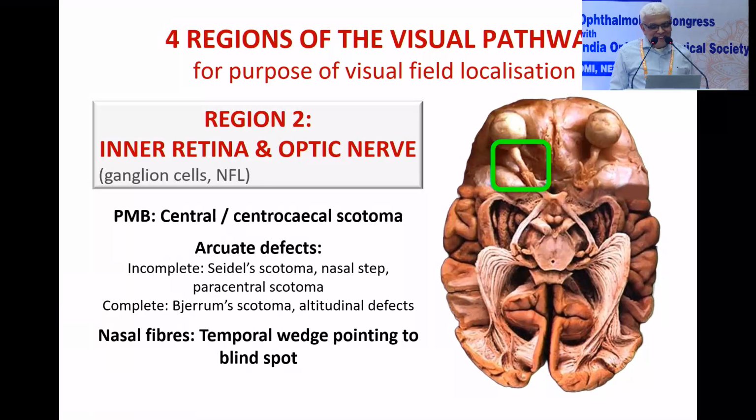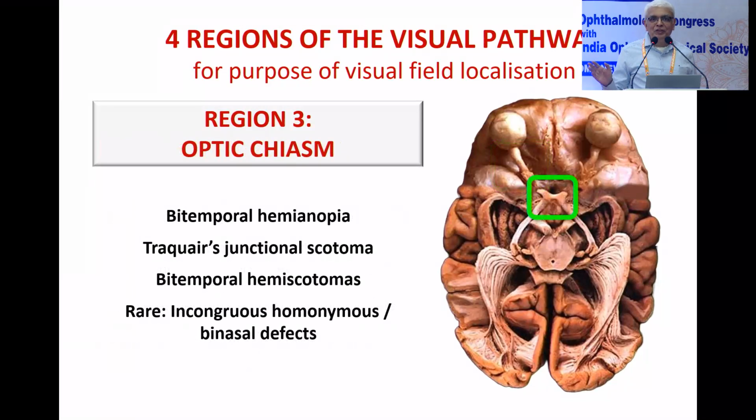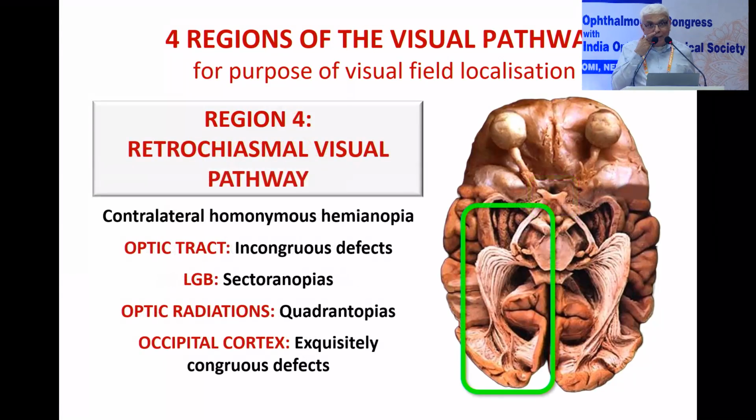Right. So area 3, all of you are very familiar with that, the optic chiasm and the classic bitemporal hemianopia. And lastly, everything behind the chiasm all the way to the occipital cortex always produces a contralateral homonymous hemianopia. The only difference being, if it's not a full homonymous hemianopia, you can divide it into different areas.